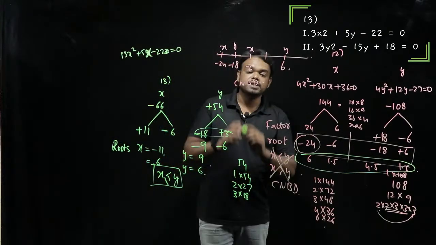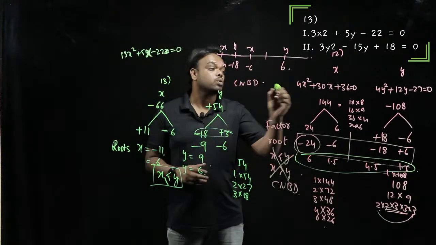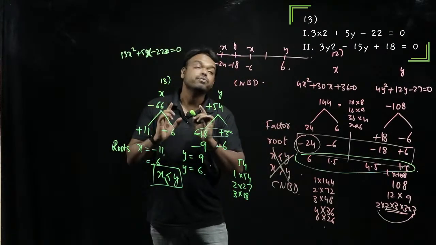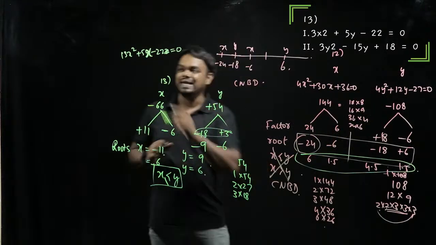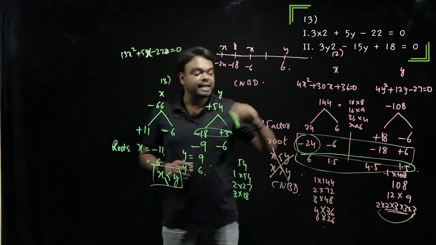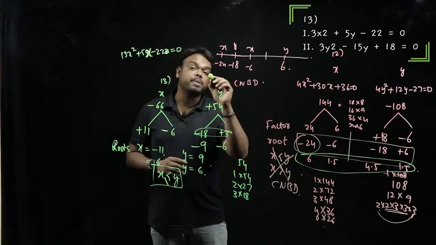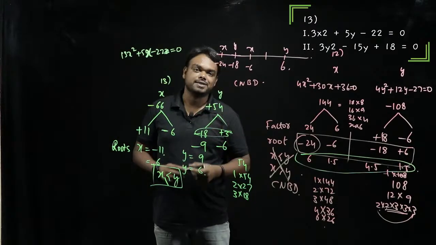So this is how we deal with quadratic equations with the same coefficients for x square and y square. Now in the next problem we will be dealing with what happens when there are different coefficients. Copy this, we'll continue.